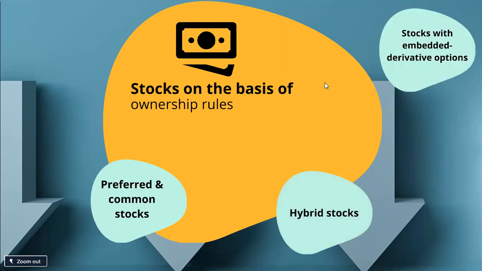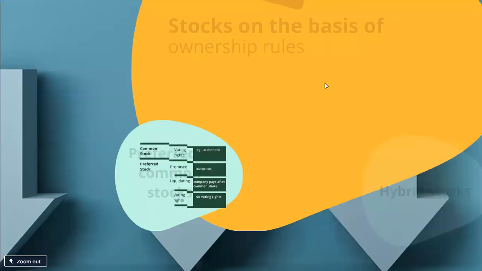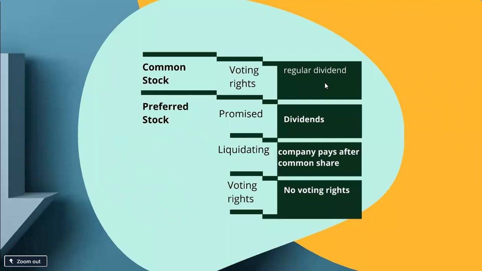If I talk about preferred and common stocks, the key difference between common and preferred stocks is in the promised dividend payments. Preferred stocks promise investors that a fixed amount will be paid as dividends every year. A common stock does not come with this promise. For this reason, the price of a preferred stock is not as volatile as that of a common stock.